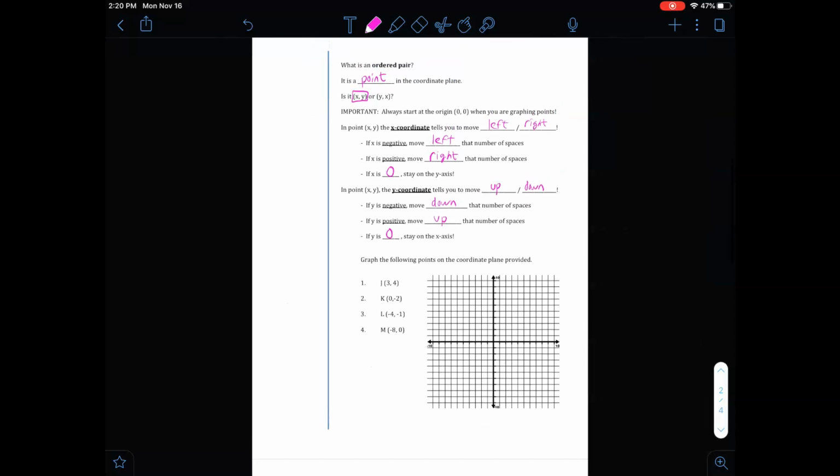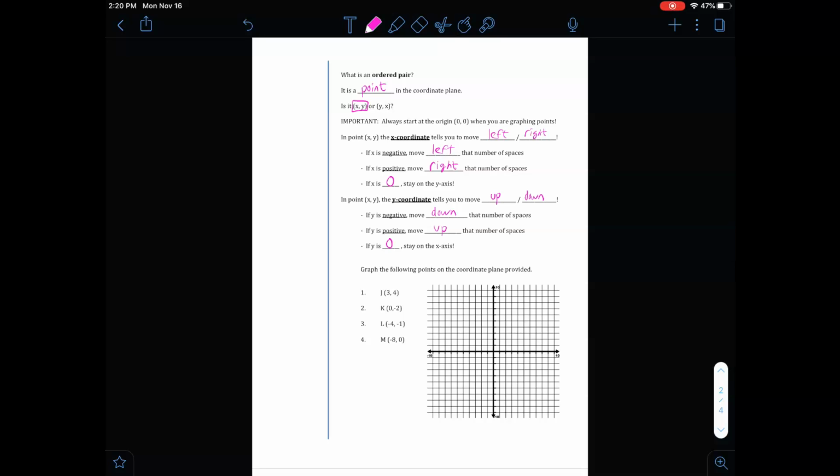All right. See if you can go ahead and try numbers 1 through 4, graph all those points and label them, and we will check our answers in a second.